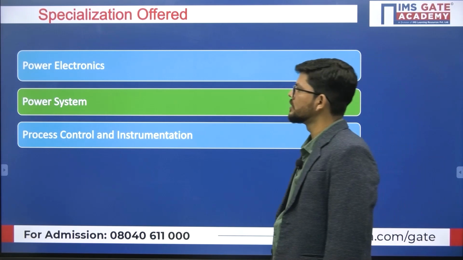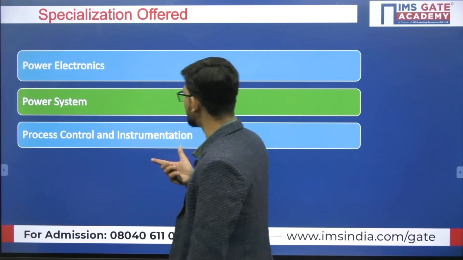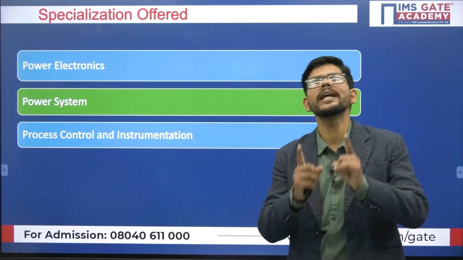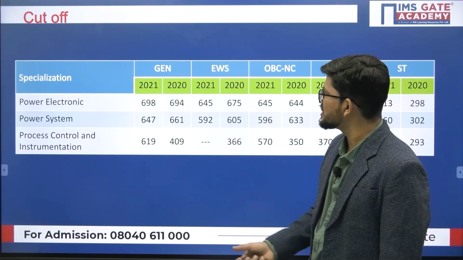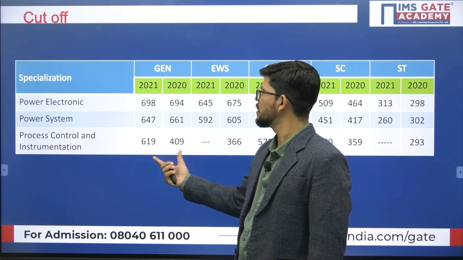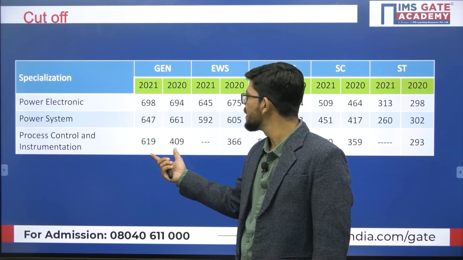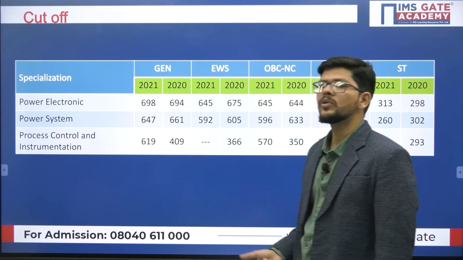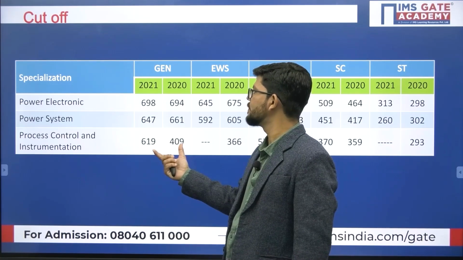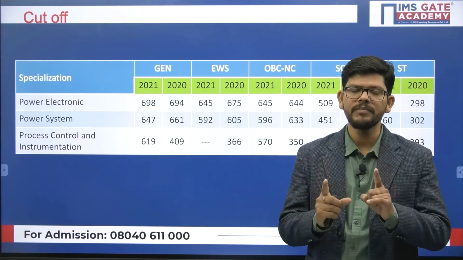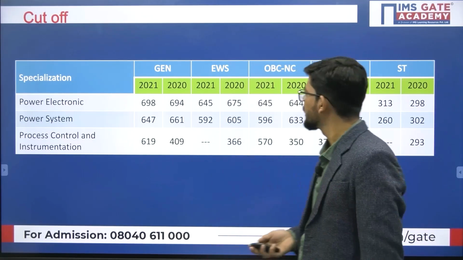Specialization that it offers to electrical guys are power electronics, power system, process control and instrumentation. Purely core electrical, mind my words, okay. Talking about the cutoff, it was quite comparable with IIT Roorkee and IIT Guwahati. In order to get admitted into NIT Tiruchi, you must have a score of 650 above, then your admission to NIT Tiruchi will be guaranteed, okay.